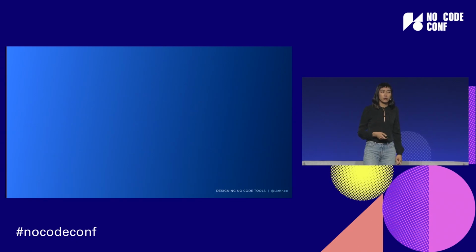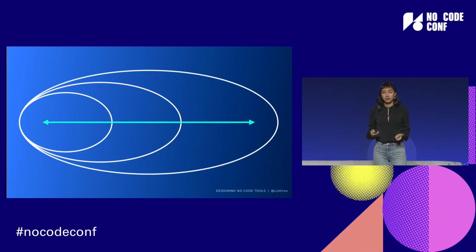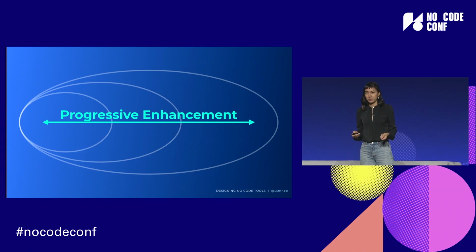What we need is for our tools, that landscape, to reflect the mindset of the builders. We need them to look more like this, these concentric circles radiating out from a starting point. We need to give our builders a path to progress along. And that brings us to this idea of progressive enhancement.